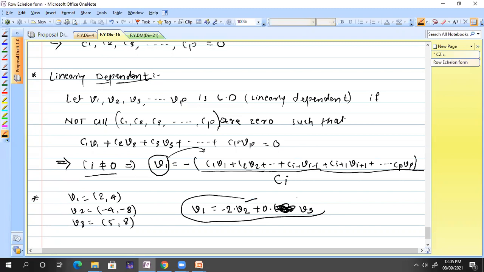So what is the meaning of that? You can find out your V1 by using V2. It means V1 is dependent on V2, because while finding V1, I need to take the help of V2.